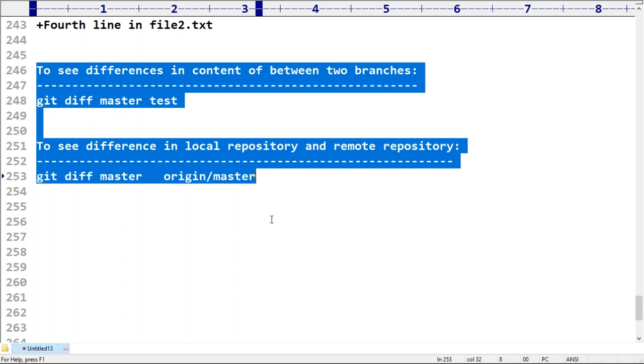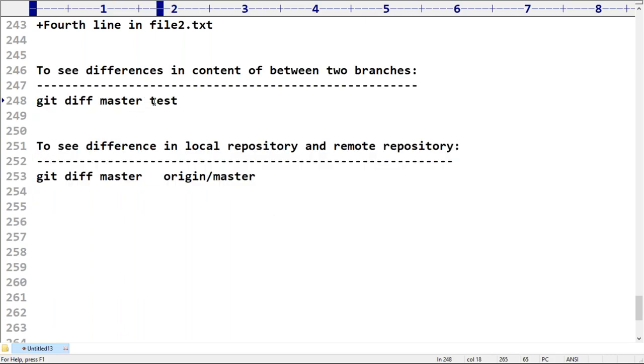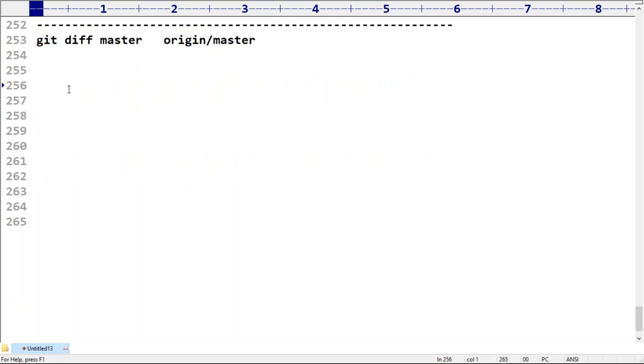Of course, to compare the local repository versus the remote repository, you can use this. To compare two branches in the local repository, the git diff command can be used. The git diff command is the most commonly used command to see the difference in content. Is everyone able to understand? Please confirm.